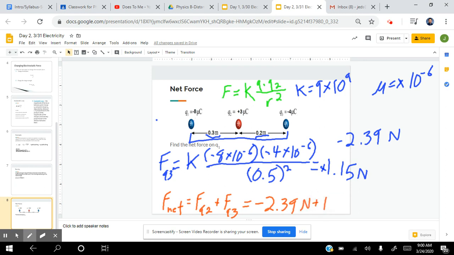So what we'll end up getting is a negative 2.39 newtons plus a positive 1.15 newtons. So our final answer is going to end up being a negative 1.24 newtons. And so what that answer tells us, since we have a negative 1.24 newtons, we said that a negative force is going to be an attractive force. So overall, Q1 is going to be attracted to Q2 and Q3. So it's actually going to be moving in this direction, or it's going to be moving to the right.